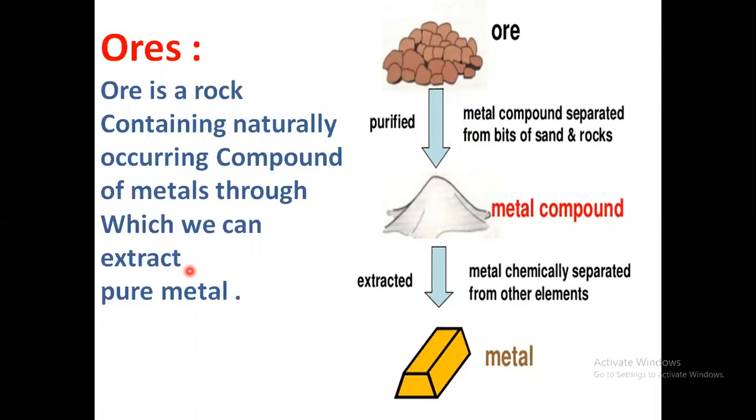So, in other words, we can say that ore is basically a natural rock which contains a naturally occurring metal compound. And that naturally occurring metal compound is separated from the rocks firstly. Here, in the first step, we separate the metal compound from the rock. And then from that metal compound, we extract or remove pure metal by using different methods, which we will discuss in our lesson.